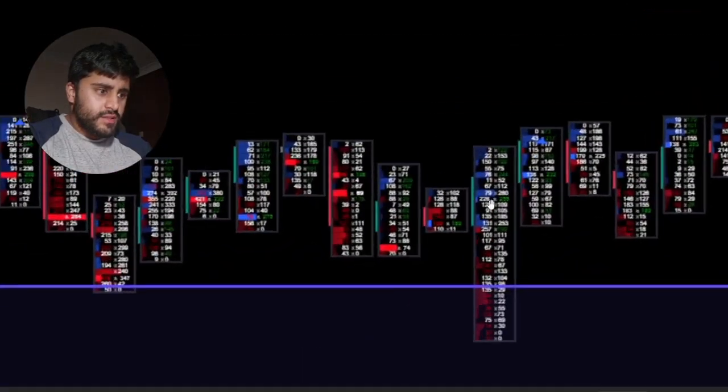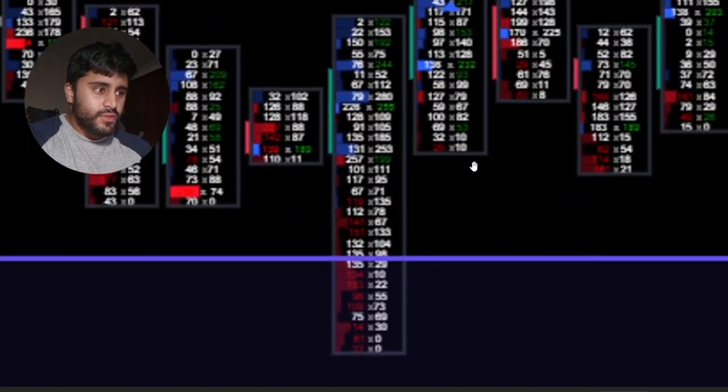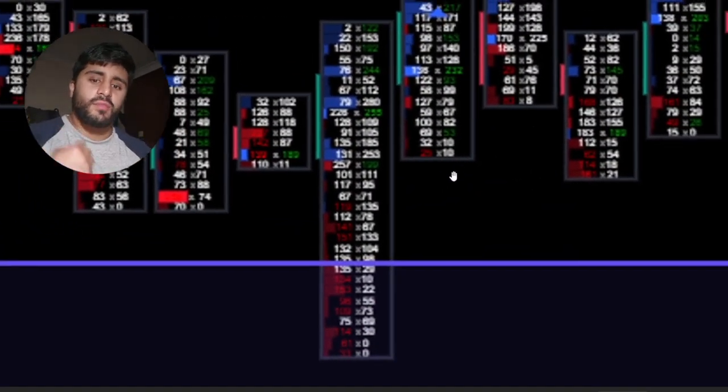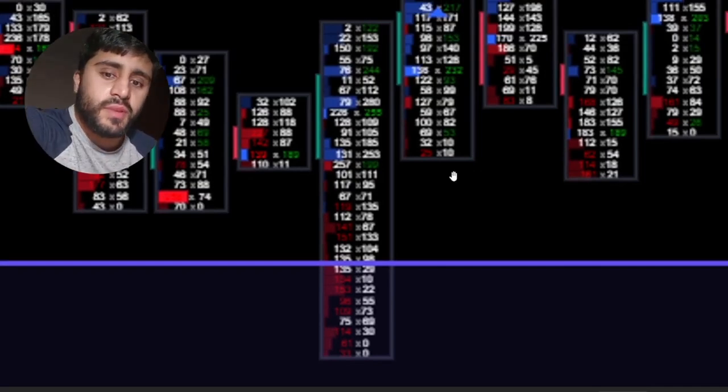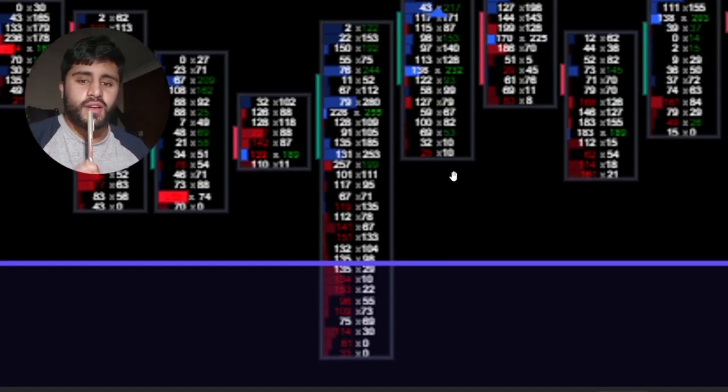What's going on here? Let's dive into this wick, right? So this is the most fascinating thing about trading. This is my favorite part of trading. It's being able to look at a candle and dissect it into what the market is printing in real time.